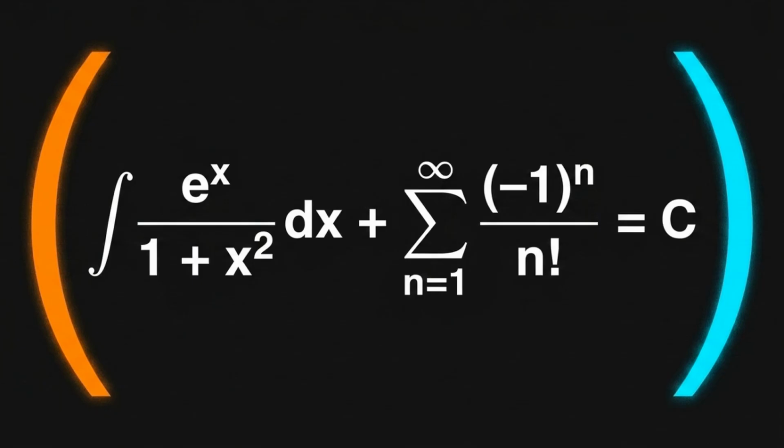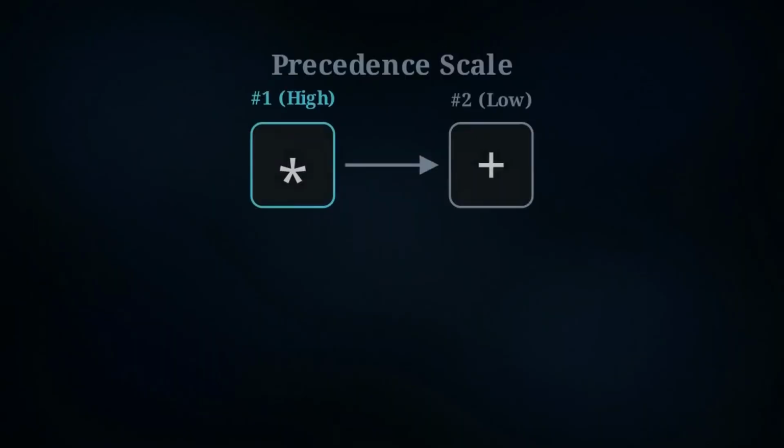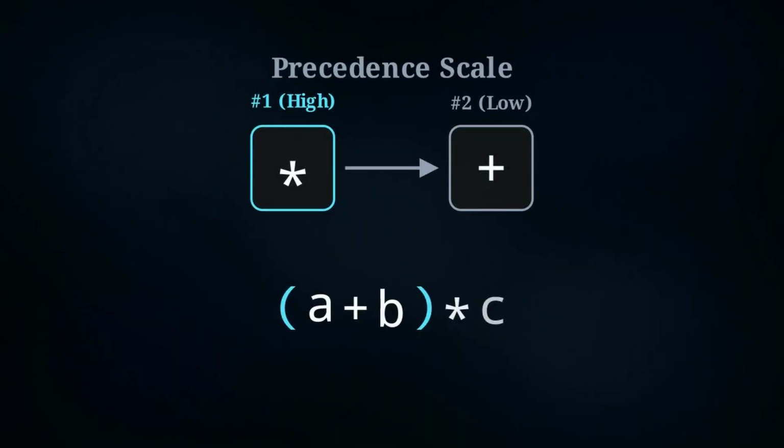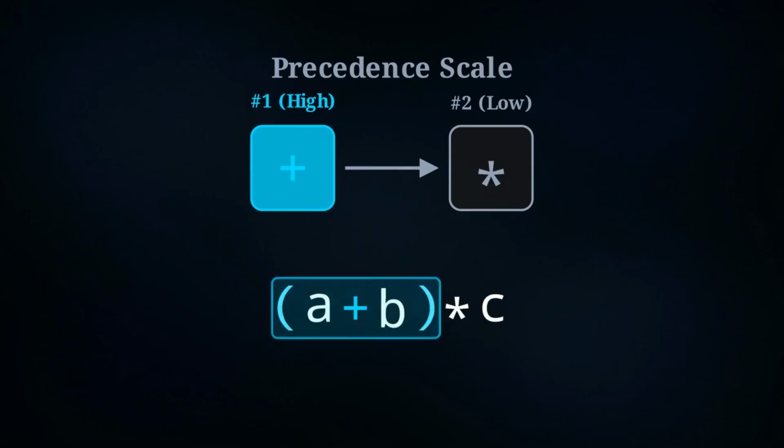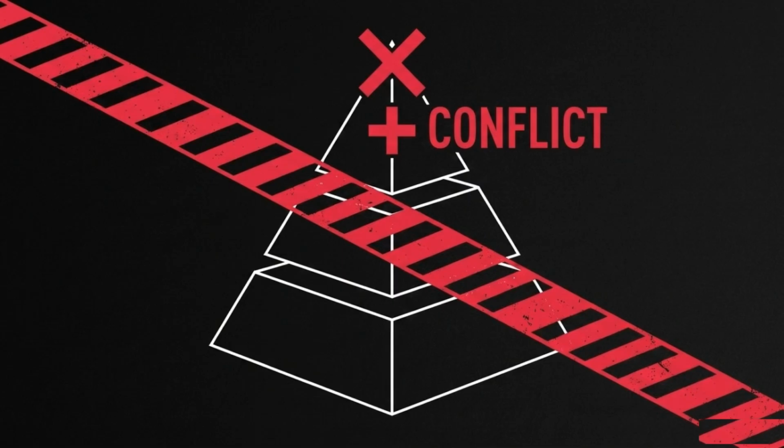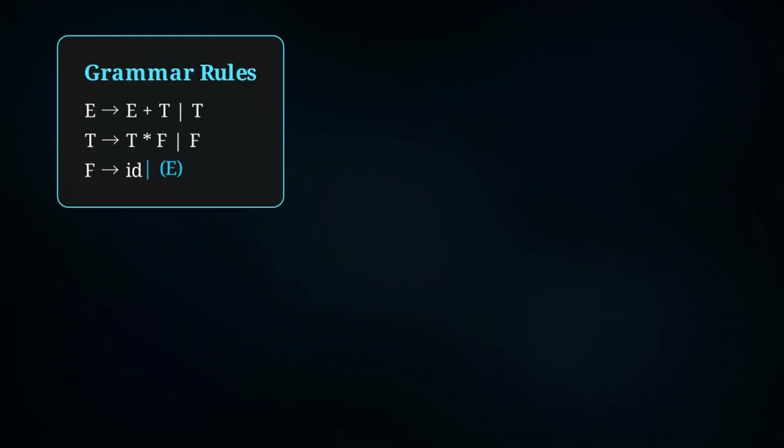There is one final requirement for a complete mathematical grammar. We need a mechanical way to force a lower precedence operator to evaluate first, using parentheses. If we input open parenthesis a plus b close parenthesis times c, addition must supersede multiplication, but our current geometry forces addition to the top. We add a final rule. A factor produces an expression in parentheses.